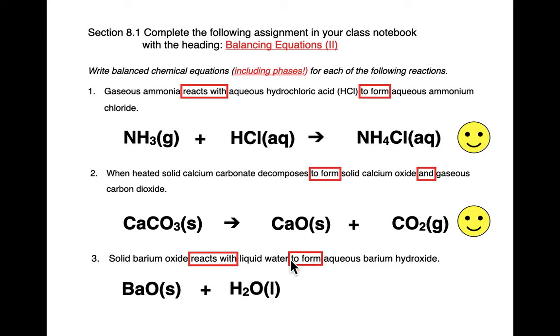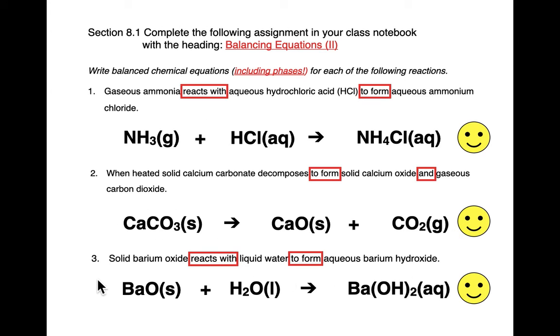To form, our arrow, aqueous barium hydroxide. And that reaction as well is already balanced. And I'll give you a little hint here on the homework. The first 10 problems, if you write the chemical formulas correctly, you don't need any other coefficients besides the ones that are implied. They balance themselves.